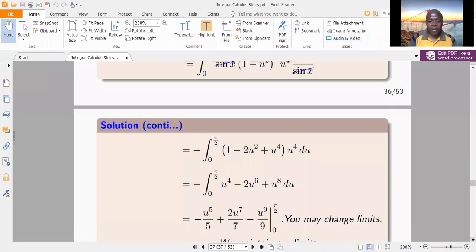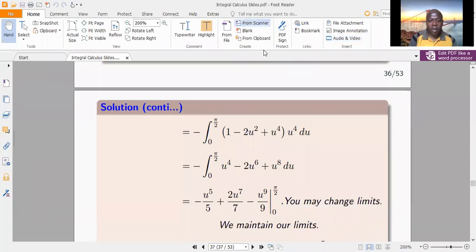Remember how we integrate? We add 1 to the power and divide by the new power. So when I integrate this, I'll get u raised to 5 divided by 5. This negative has come in as this negative inside, there's no problem. And then this will be 2u raised to 7 out of 7, and this will be u raised to 9 out of 9. So when I multiply this negative, this is what I get. And I have to remember that I'm doing it from 0 to pi over 2.